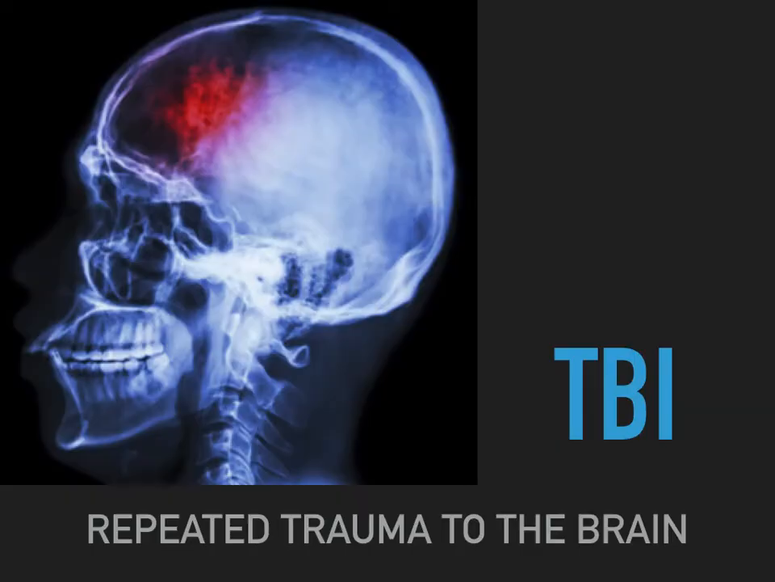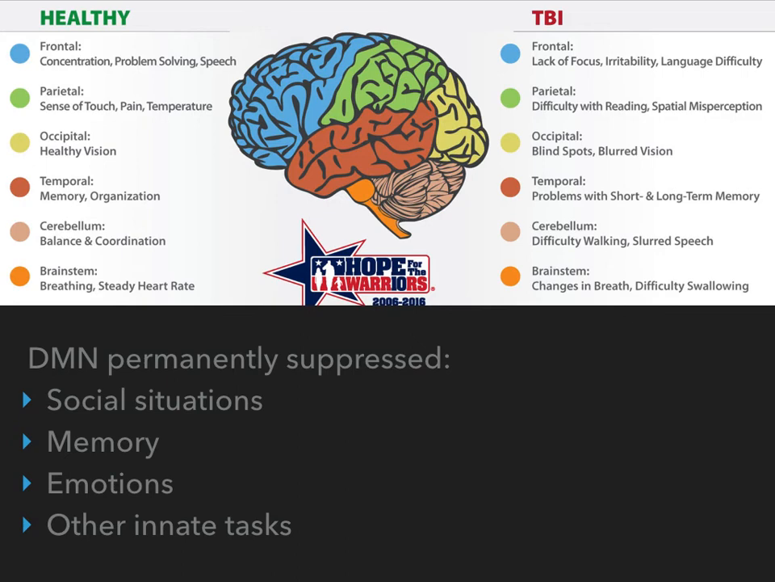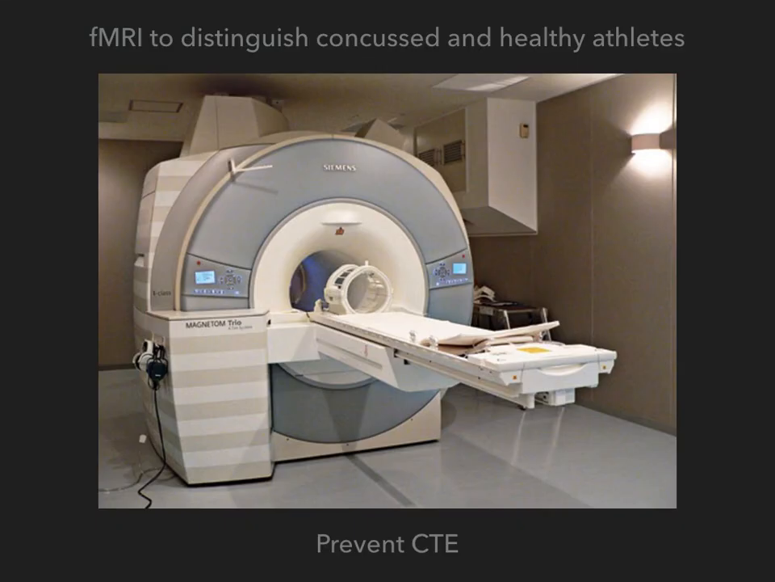So, to relate this to sports medicine, I'm using TBI or concussions. TBI is a trauma to the brain. TBI mimics the brain activity of pain. The DMN will be suppressed, which means the athlete will have issues with social situations, memory, emotions, and other innate tasks. Right now, there is no good way to determine if someone has a concussion.